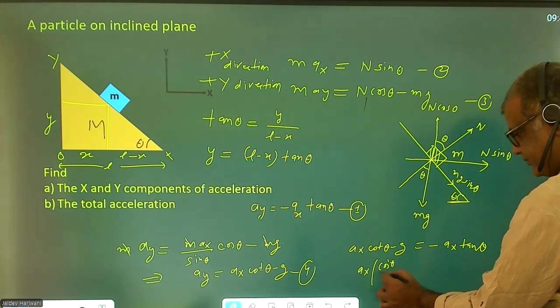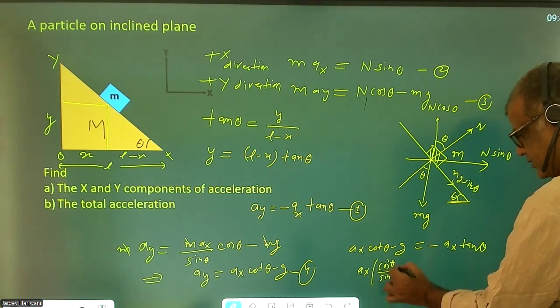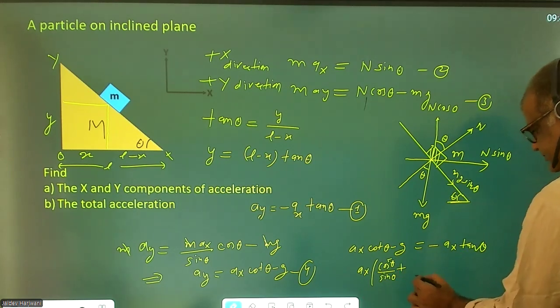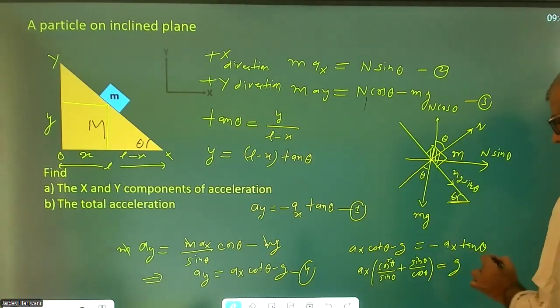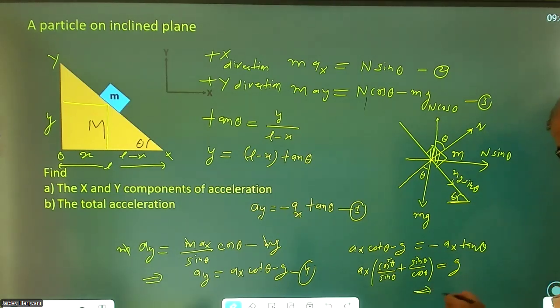So if I solve this equation, this gives me ax times cos theta plus sin theta upon cos theta is equal to g. And if I solve this further, this gives me ax equal to g sin theta cos theta.